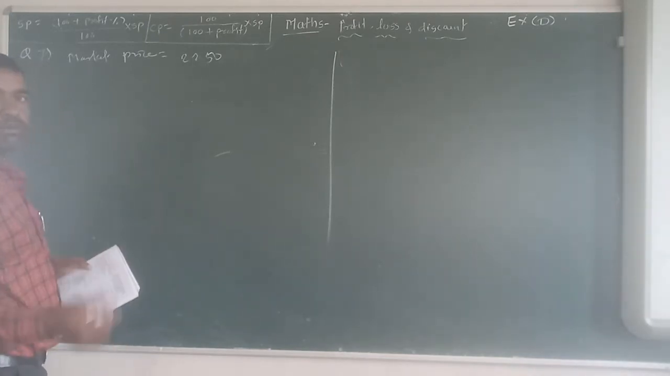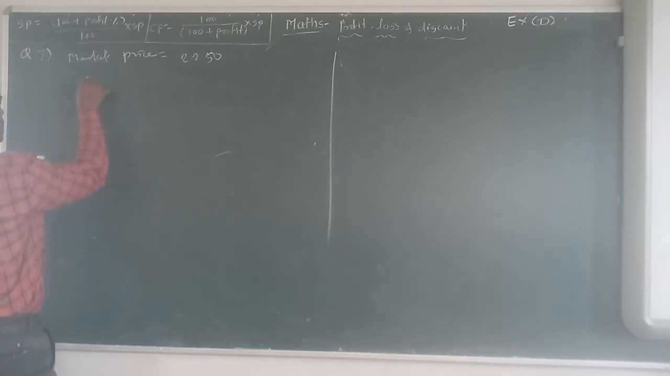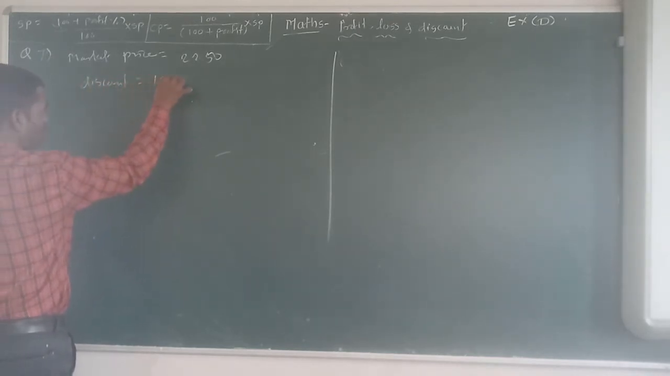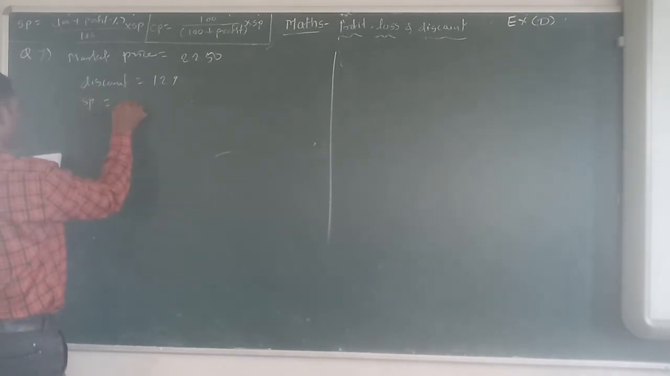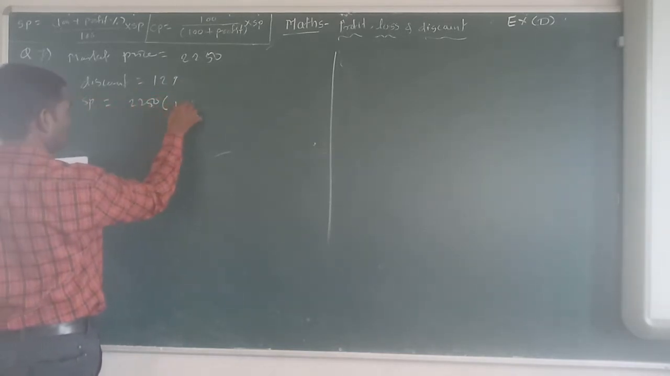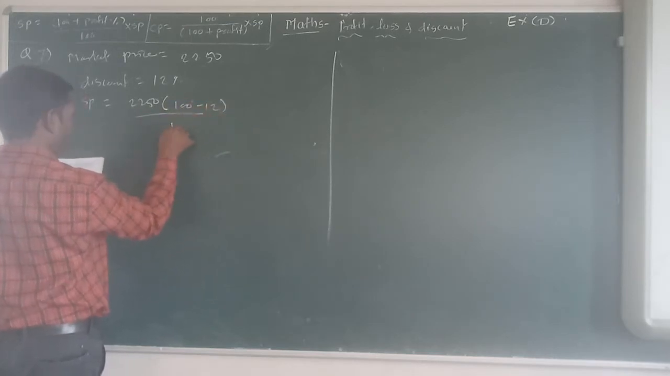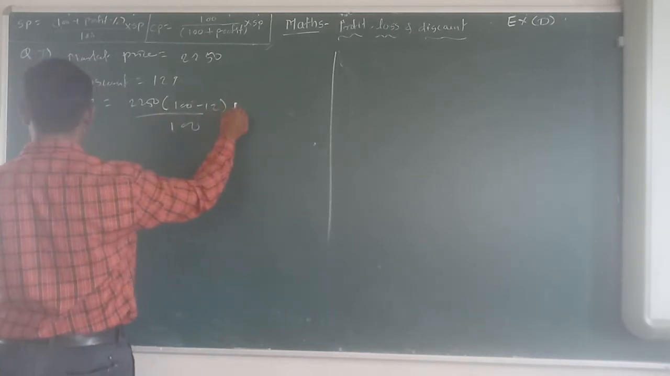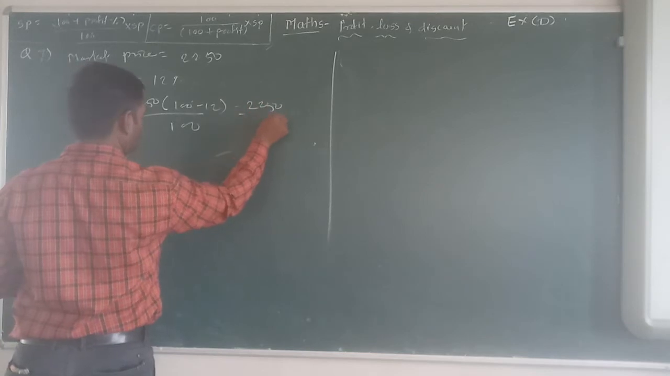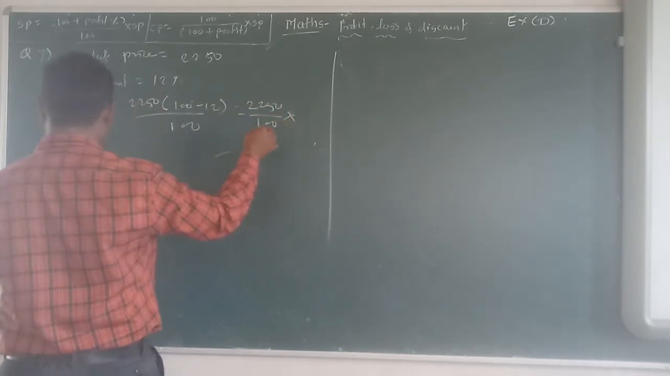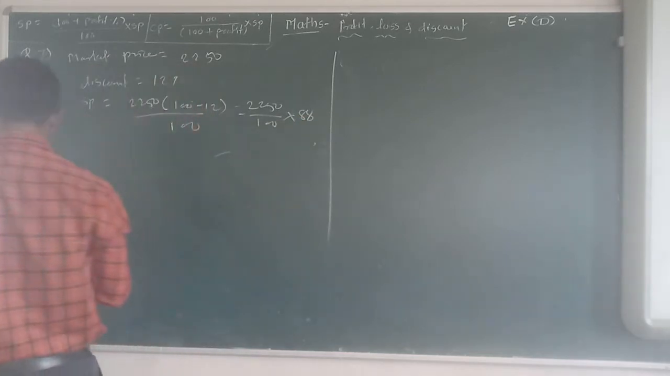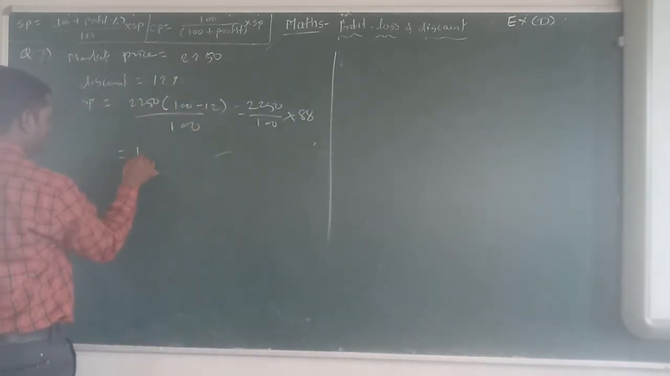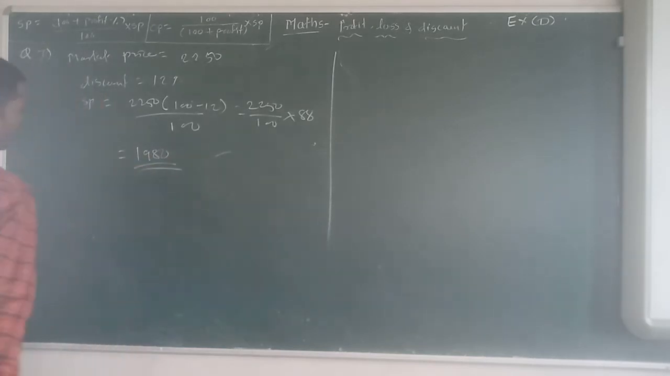Discount is 12%. So you can write discount is equal to 12%. So SP is equal to 2250 times (100 minus 12)/100. Okay. So 12% discount, that's why I have written here 100 minus 12. That is 2250/100 into 88. So your SP will be 1980. SP will be 1980 after doing this calculation.